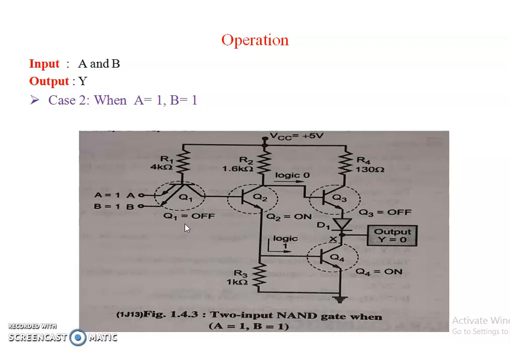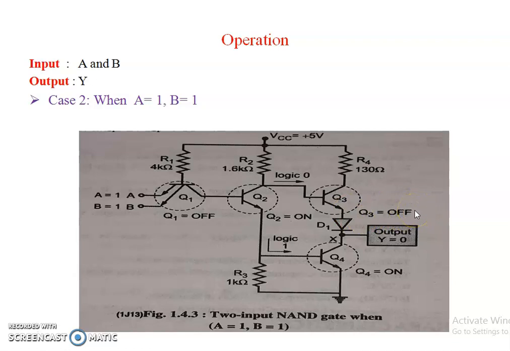So current flows from R1 to the base of Q2. And the emitter base junction of Q2 is forward biased. So Q2 is on. And the collector current from Q2 flows through R2, which is the base of Q3. And the base emitter junction of Q3 will not be in forward bias. Okay. And Q3 will be in off state because of this reason.